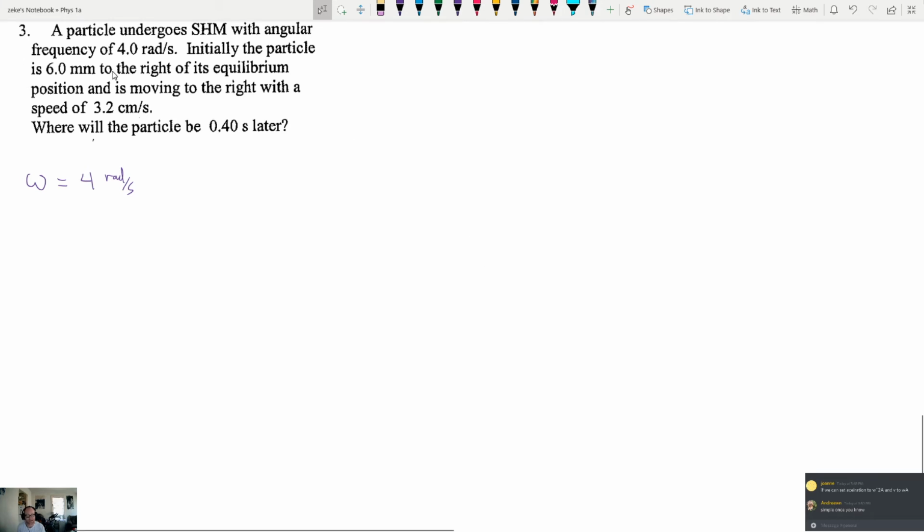So in this problem, it doesn't say anything about a box and a spring. It says a particle. So a particle undergoes simple harmonic motion. We know the angular speed. And we also know that initially the particle is 6 millimeters to the right of its equilibrium position, and it's moving to the right with a speed of 3.2 centimeters per second. So we can kind of draw that. Let's just put a little line right here, and let's say that our equilibrium position is right here. So that's x equal to 0. That's equilibrium.